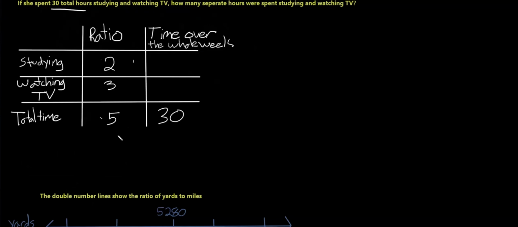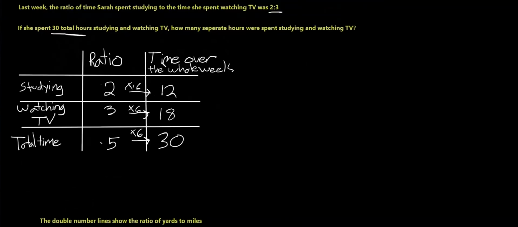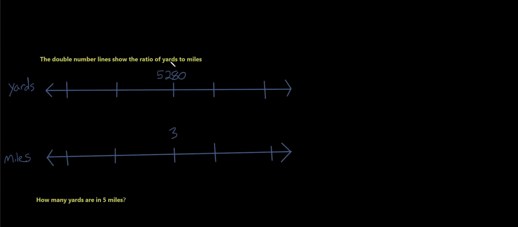And to get from the individual ratio to the time total she spent doing each activity, we need to multiply each of these by 6, because 5 times 6 gets you to 30. So we multiply 3 by 6, which will give you 18. And we multiply 2 by 6, which will get you 12. And this checks out because 12 plus 18 is 30. So that gives us the total time that she spent studying and watching TV. Now we can move on to the next problem.